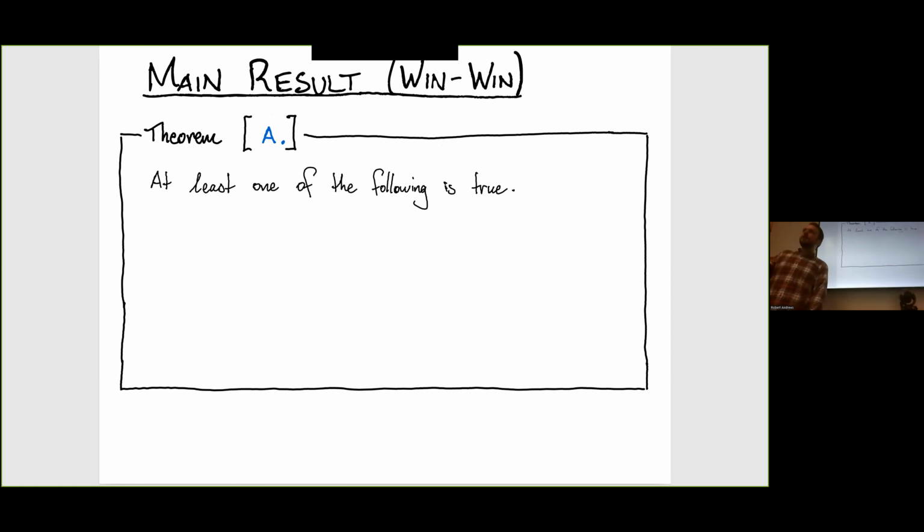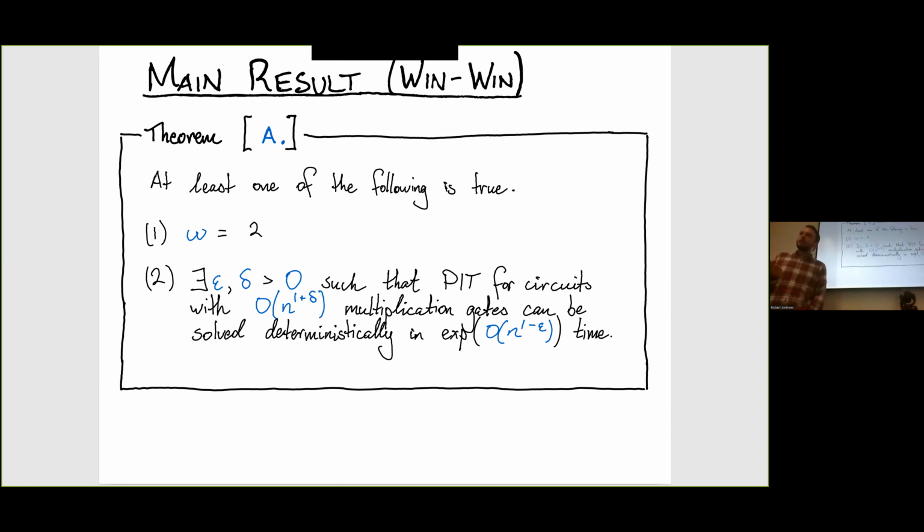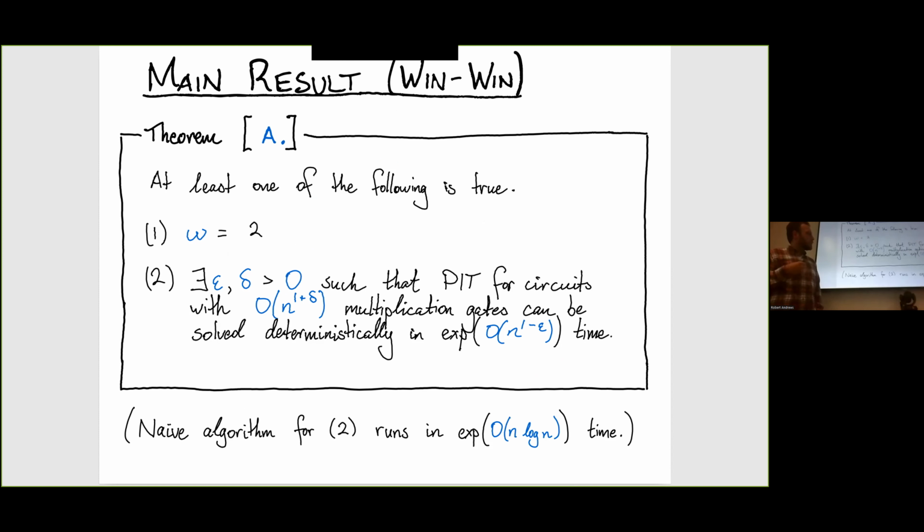So let me tell you in a little bit more detail what this result says. I'm going to state it in 2 ways. First, I'm going to state it as a win-win kind of result. The win-win result here is there are 2 statements, at least one of them is true, and it's what I said on the previous slide. Either omega is 2, or, this one's a little more detailed, there are positive constants, epsilon and delta, so that you can test circuits of size n to the 1 plus delta in time exponential in n to the 1 minus epsilon. So for circuits that are a little larger than linear size, you can make a little bit more progress than brute force. And to calibrate your expectations here for number 2, the naive algorithm would run in time exponential in n log n.